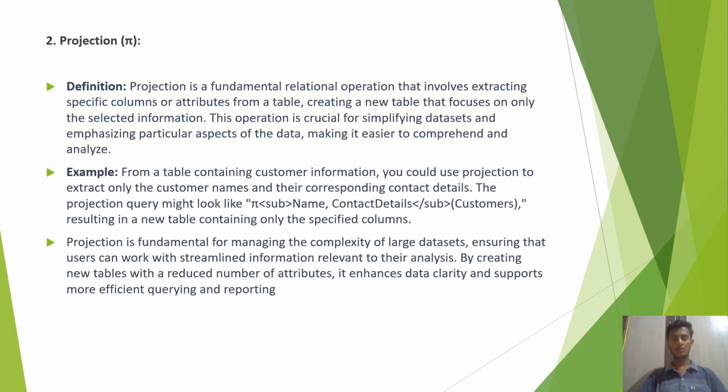Projection. Projection is a fundamental relational operation that involves extracting specific columns or attributes from a table, creating a new table that focuses on only the selected information. This operation is crucial for simplifying datasets and emphasizing particular aspects of data, making it easier to compare and analyze. Example: from a table containing customer information, you could use projection to extract only the customer names and their corresponding contact details.